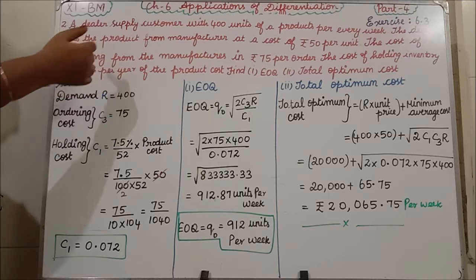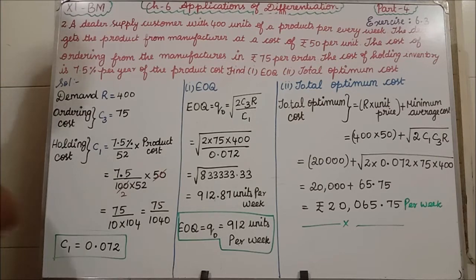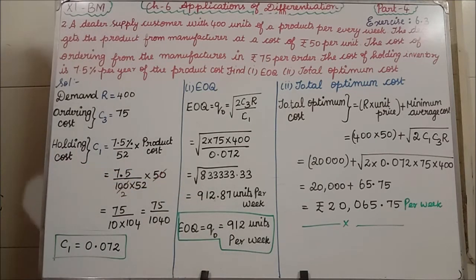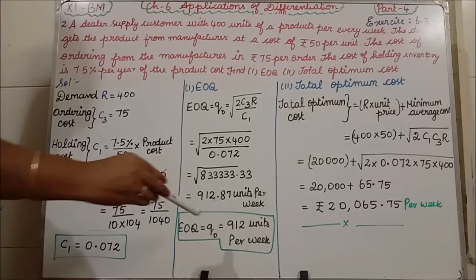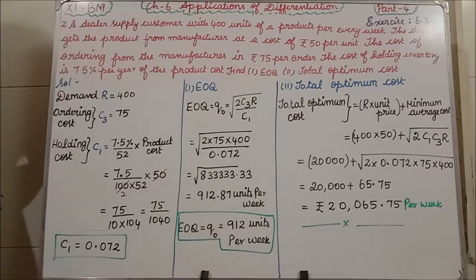Because we have converted the year by dividing with 52, since per year we have 52 weeks, we are calculating for per week. So EOQ Q naught is equal to, students, they are asking here for units. Units means you should not give the decimal value, how many products you are supplying, that we have to give as a whole number. So 912.87 we have to round off to 912. Clear? Whole number only we have to give. Clear all of the first subdivision. The next subdivision is total optimum cost. What is that? Total optimum cost.